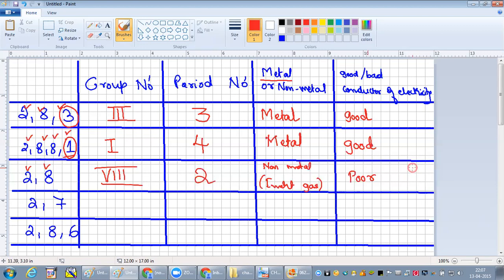The next one. Number of electrons in the outermost shell: 7 electrons, so its group number is group 7.